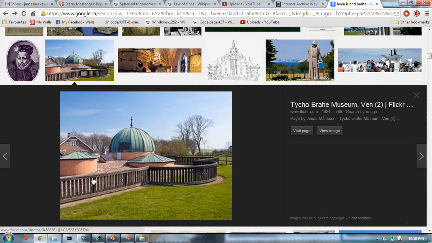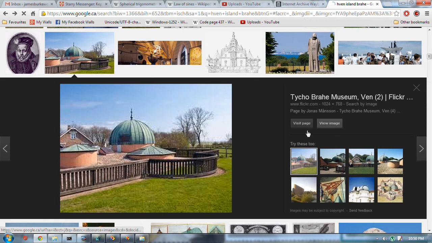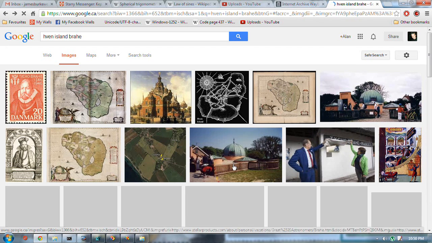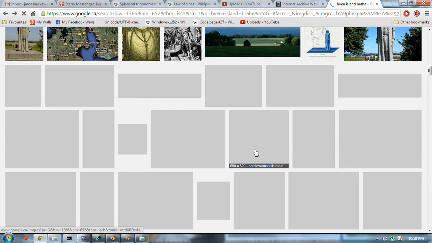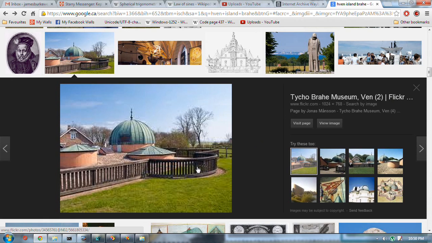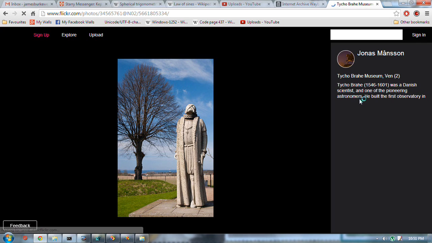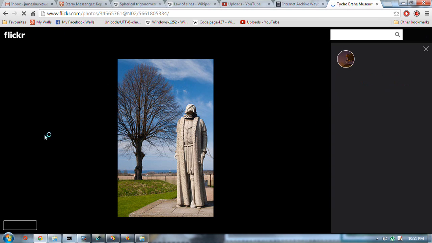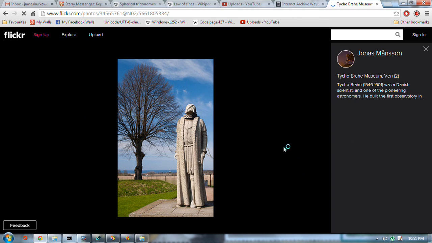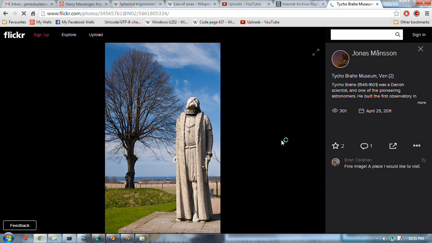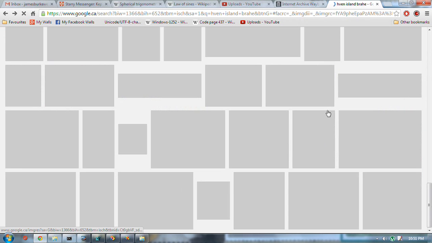Here it is, desolate wasteland. Oh, there's this observatory. What else? Oh, I know what this is. It's Flickr. I bet it says Flickr. Flickr, see? Now, to get these ones, you've got to go to the thing, and you've got to find it. Unbelievable. But there's another way. I found a way. Anyway, that's a waste of time.